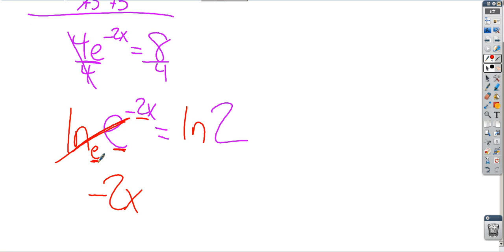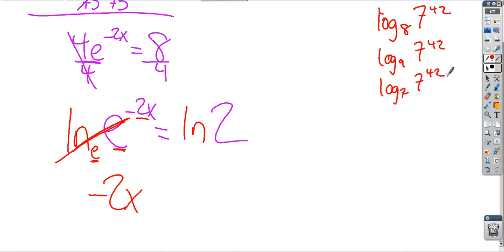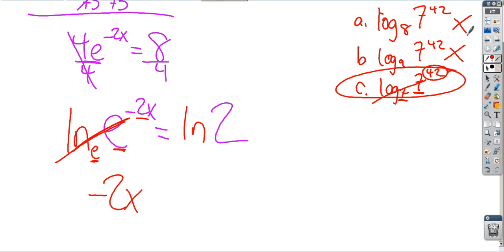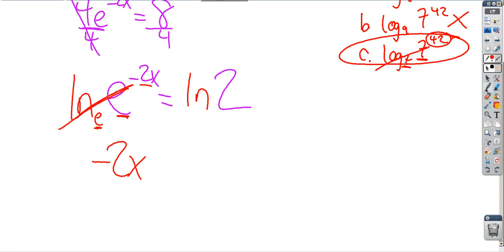So for example, let's do it with numbers just to show how this makes a little more sense. The log base 8 of 7 to the 42nd, the log base 9 of 7 to the 42nd, the log base 7 of 7 to the 42nd. Let's call these a, b, and c. There's only one of these three where things are going to nicely cancel out, just like they canceled out with that e, and that's this one. Because I'm taking the log base 7 of a power of 7, those will cancel, and I'll just get 42. That doesn't work here, and that doesn't work here. That's why we took the natural log, so that we can get those to cancel.